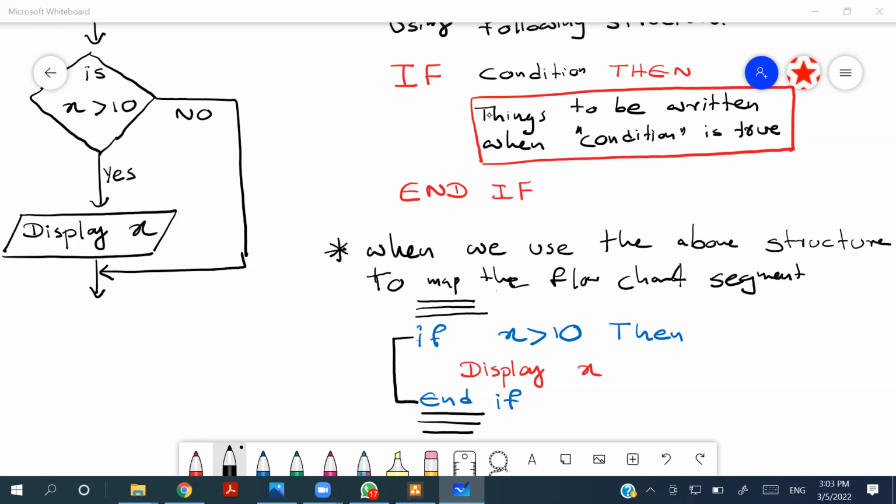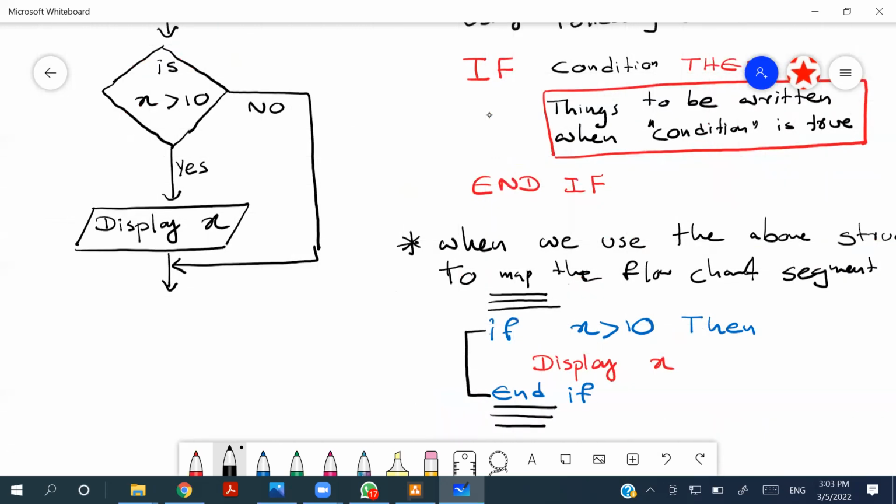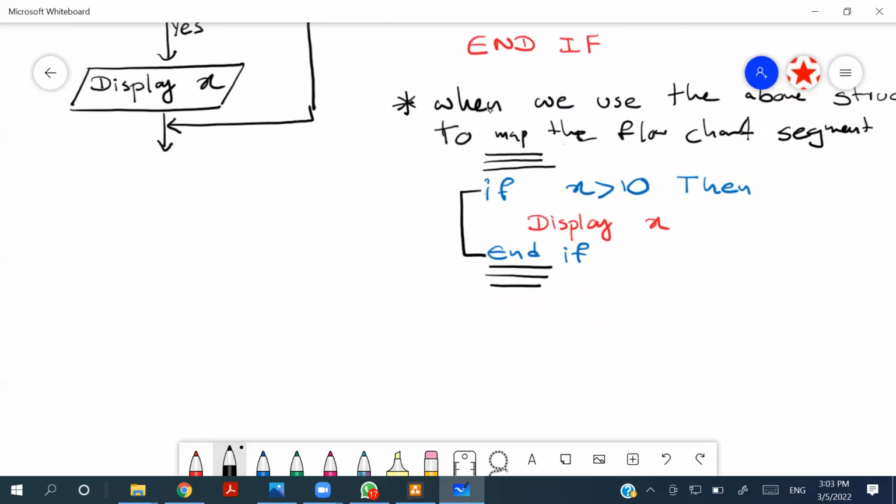This does not mean that this is the entire flowchart; it is a segment of a flowchart. So start and end will be there at the very top and the very bottom. Is that clear? Okay. So situation number 2.